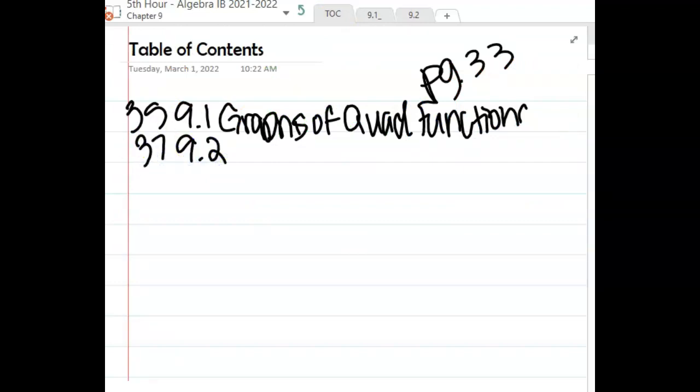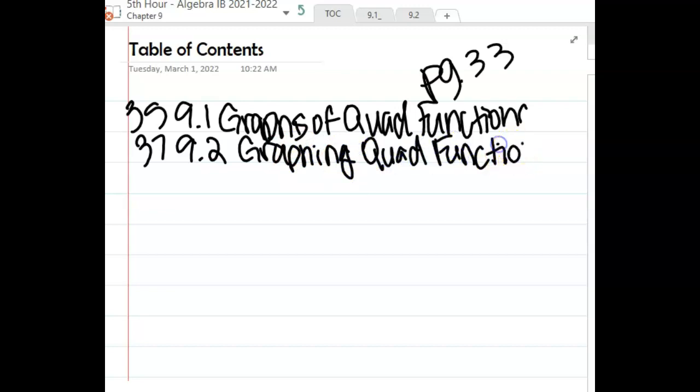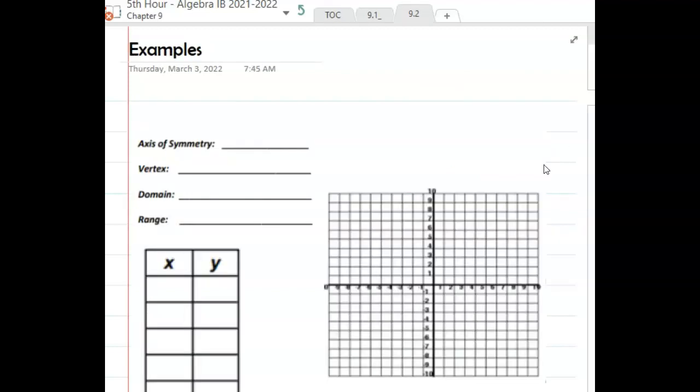It's going to be 9.2, and this is graphing quadratic functions. Okay, first one, and like I said, we're not going to go through the whole process. We are just going to do these first two. We're going to find the axis of symmetry, and then we're going to find the vertex. So our first function we're going to look at, let's do y equals x squared minus 4x minus 5.